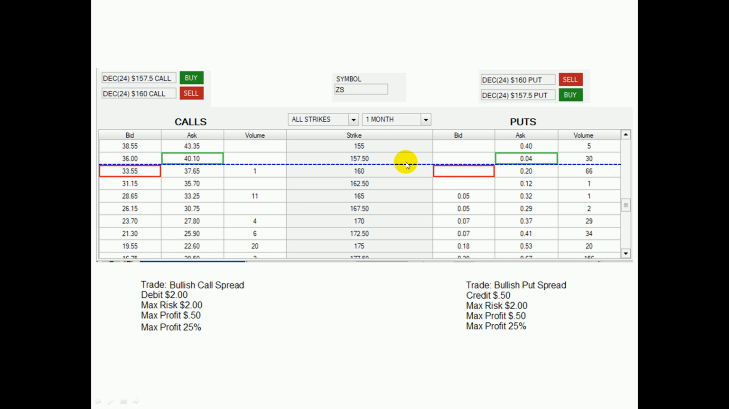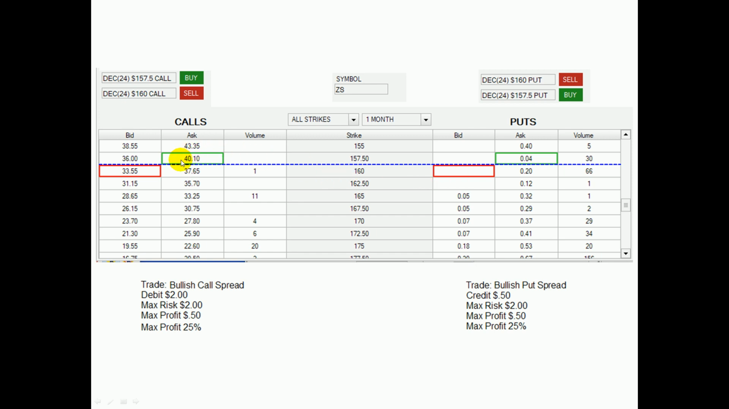You can see how these options start to get less and less in value. In fact, there's no bid on these options as we get close to option expiration. So the put option that I sold gets super, super cheap, and the one that I bought further out of the money also gets very cheap. And eventually, this position will expire worthless.